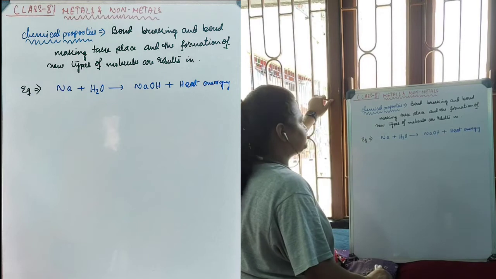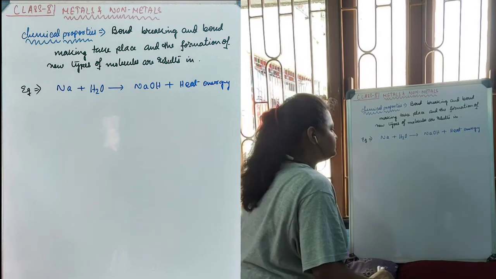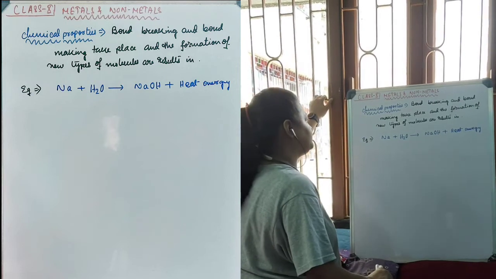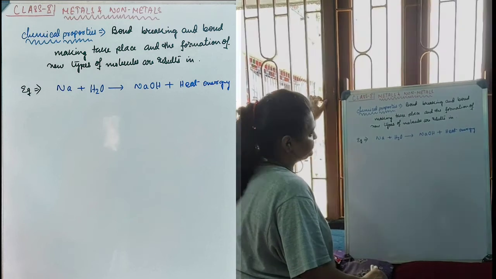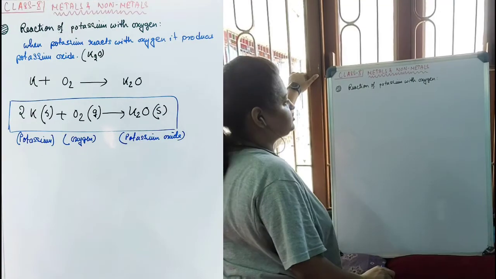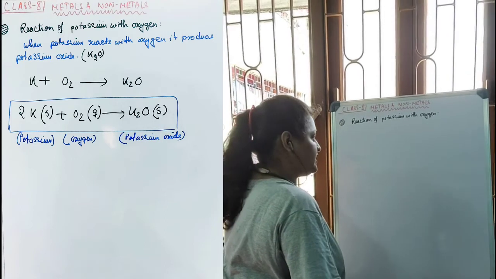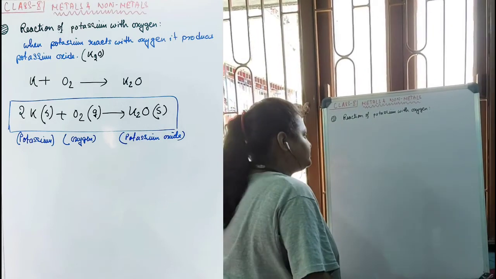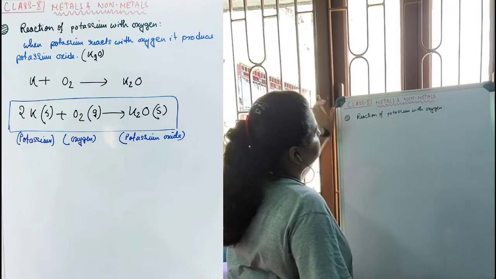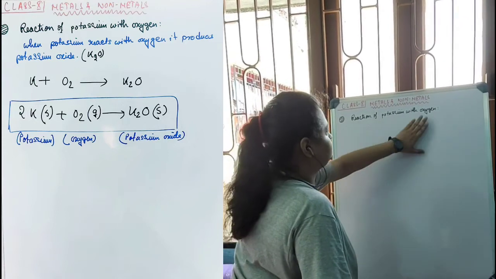In today's class, we are going to deal with some of the chemical properties of the various metals. Study the chemical reactions of different metals with the help of some reaction examples. The first reaction example that we are going to do is the reaction of potassium with oxygen.